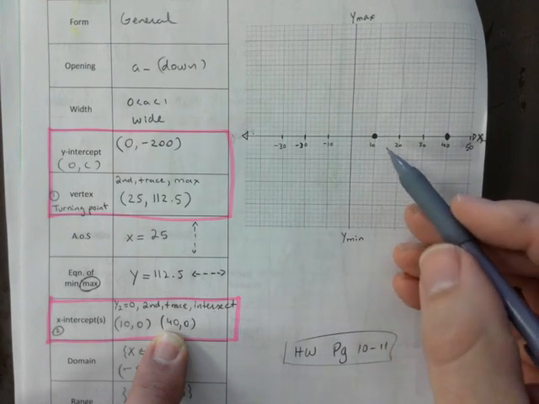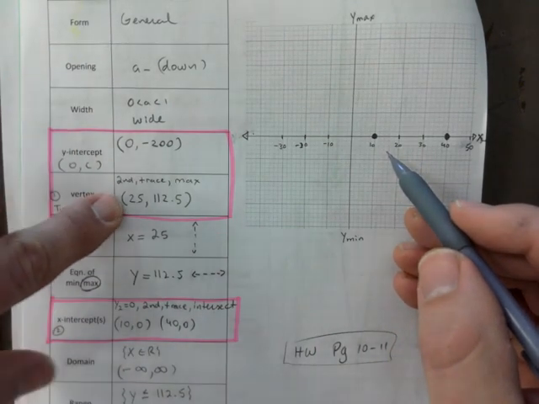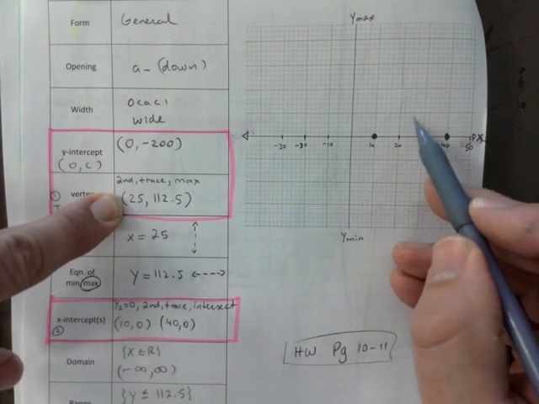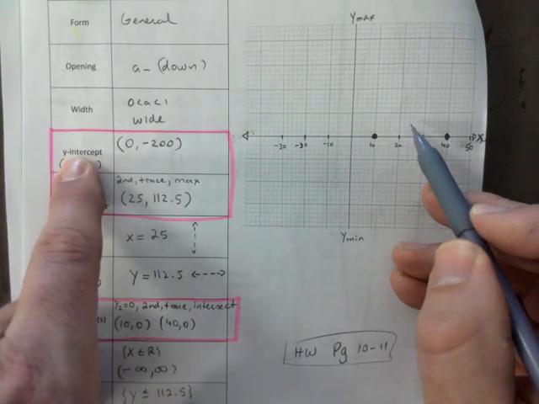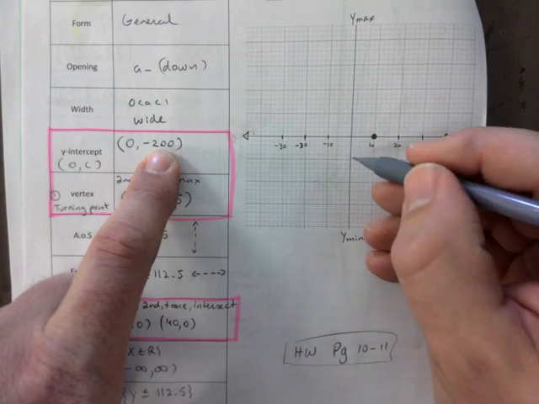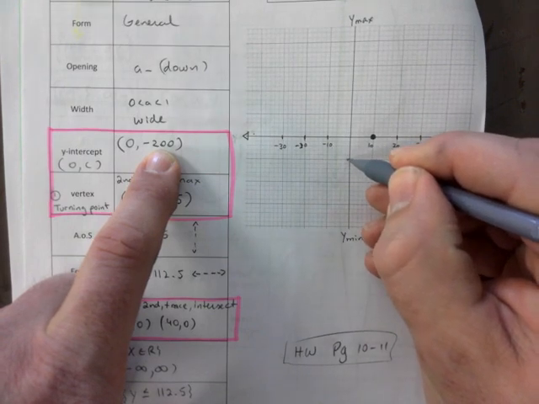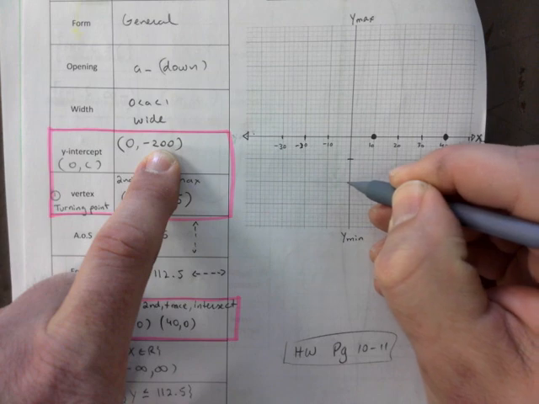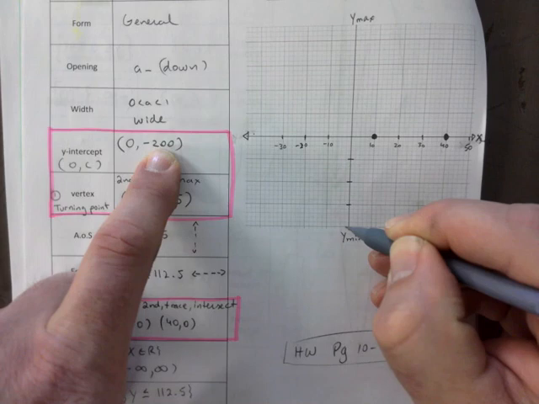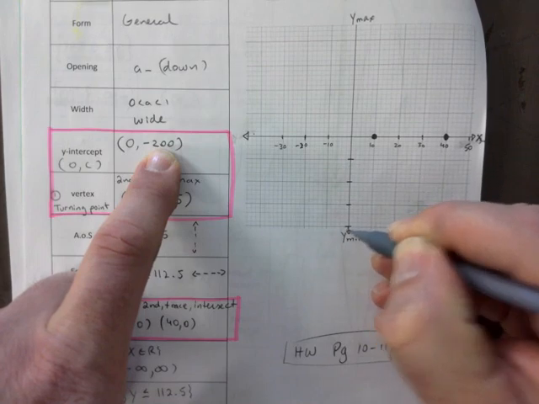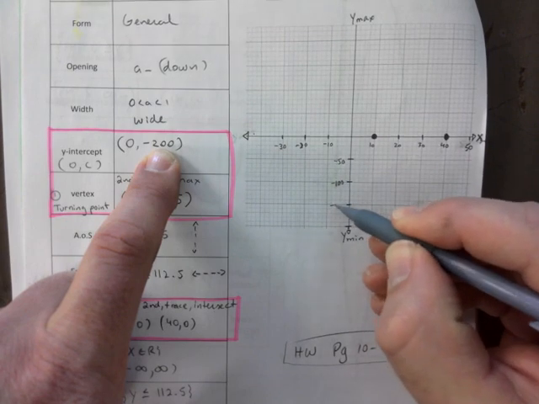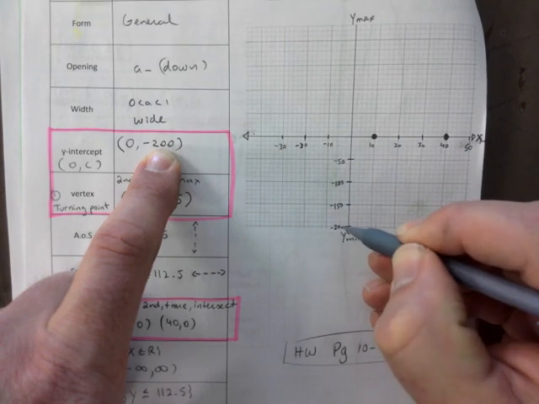Okay. Next, I need to get my vertex in, which would be 25, 112, right? Somewhere up here. And I also need to get my y-intercept in. I need to make sure I fit that in. So I'm going to go, watch what I'm going to do here. If I go 50, 100, 150, 200, that works pretty well. So I'm going to go negative 50, negative 100, negative 150, negative 200.